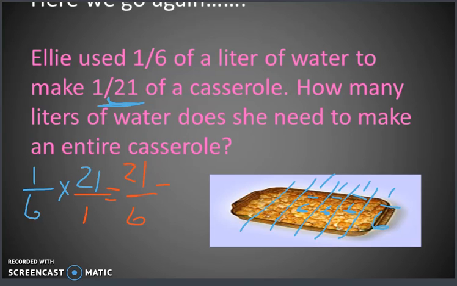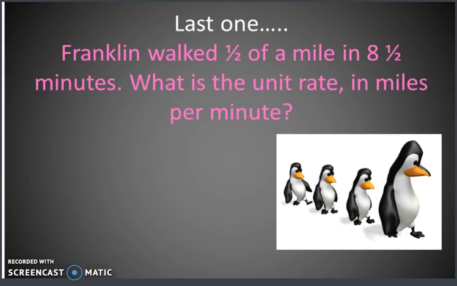I'm going to divide by 3 to simplify. 21 divided by 3 is 7. 6 divided by 3 is 2. So you can leave your answer like that, or if you feel crazy, you can convert it into a mixed number. If you did that, that's fine. The answer for a mixed number would be 3 1/2. So either 3 1/2 or 7/2 is an acceptable answer. If you got that, great job. So let's look at our last example.